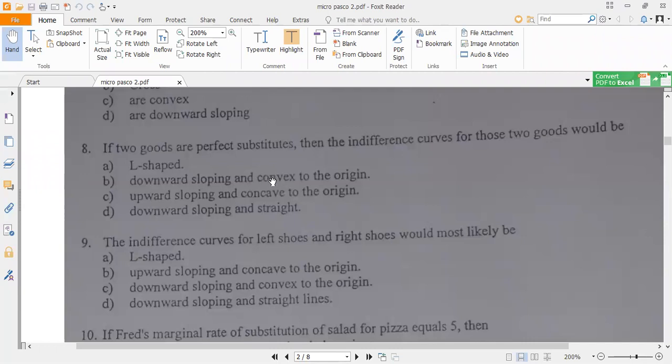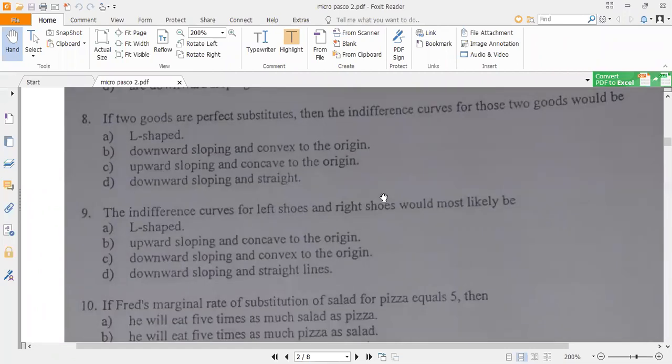And then this one is convex. This one is for goods that are jointly consumed. So the answer is D. They are downward and straight. All right, number 9. The indifference curves for left shoes and right shoes would most likely be L-shaped. They are consumed together, so it's L-shaped.